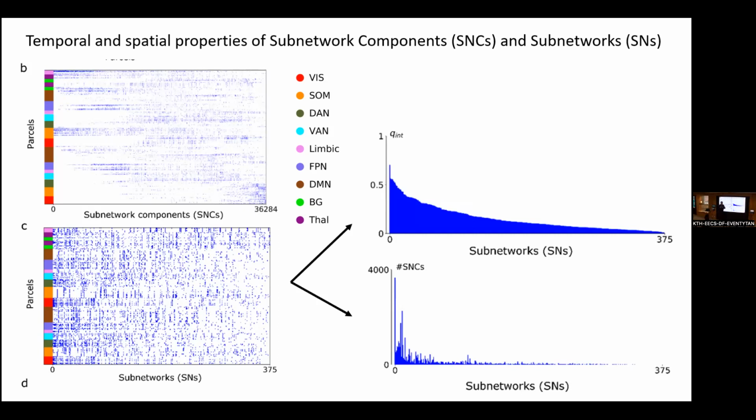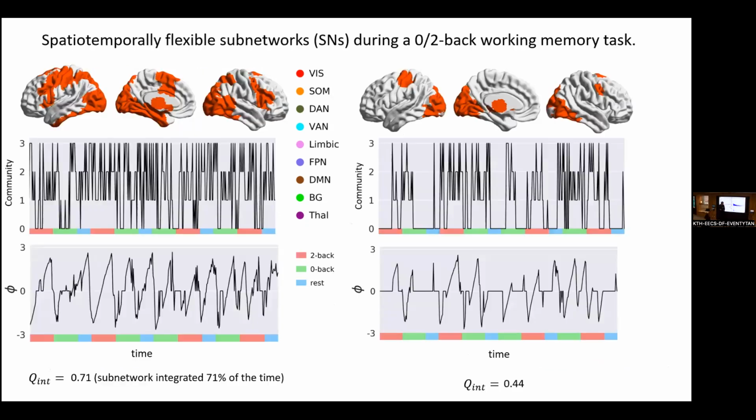meaning that the most integrated network doing the working memory task is integrated for 70% of the time, while many are more fleeting. They are integrated for a very small period of time, which kind of resonates with what I talked about in the beginning. You want to capture both. And some of the most integrated ones also contain a lot of subnetwork components. They are very similar. They just differ by a parcel or two.